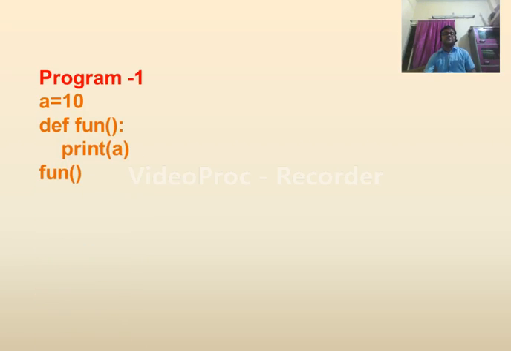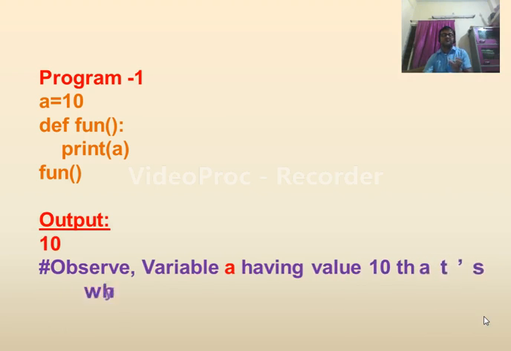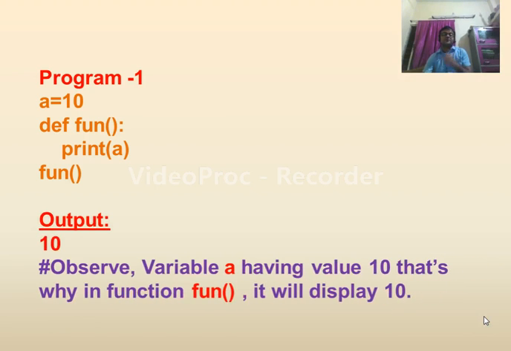The very first program on the screen has a variable a having value 10, and I try to use variable a inside function fun, and after that I invoke function fun. There is no problem. Variable a is global here because it is declared outside the block, and accessible inside function fun. So the output will be 10. Global variables are accessible anywhere.